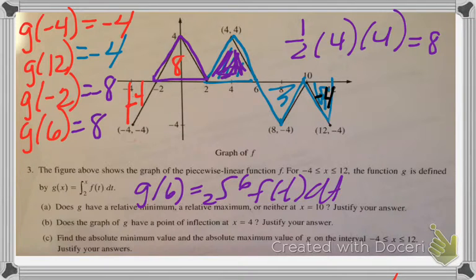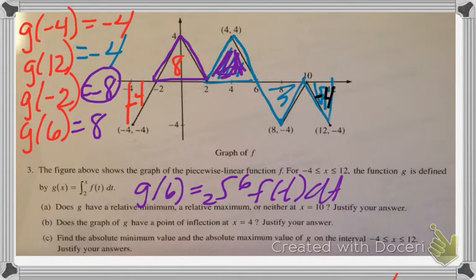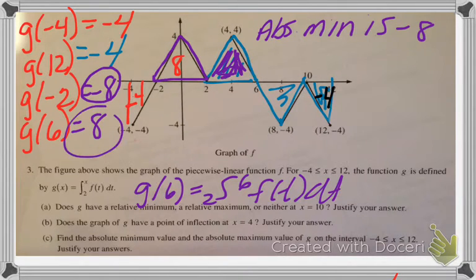Now you're going to look at all of these values. Let's finish it and then I'll tell you the point values. You can see that the smallest number here is negative 8, so we're going to say that the absolute min is negative 8. And you can see the biggest number here is positive 8, so you can say the absolute max is 8. It's not asking at what x value this is happening. It's just asking for you to find the absolute max and min.